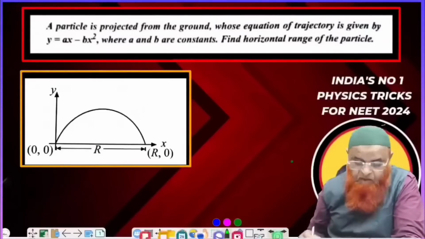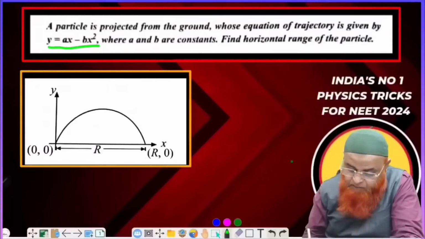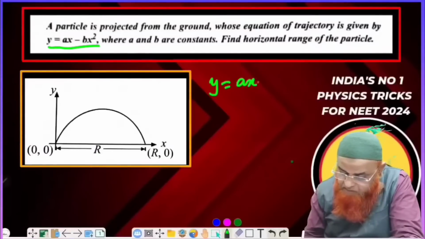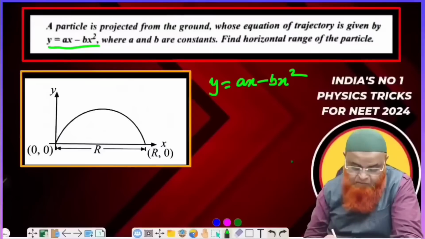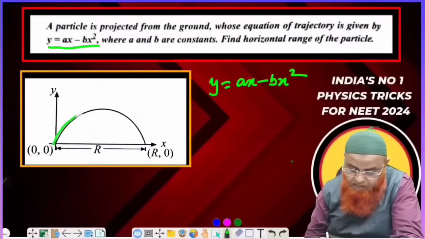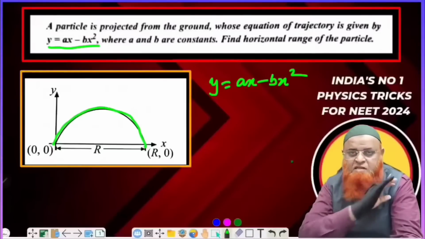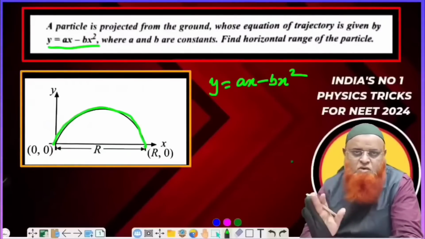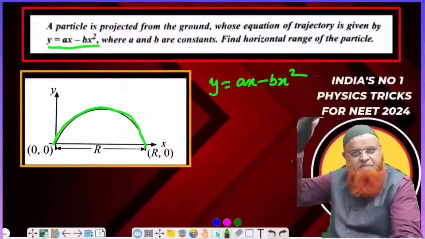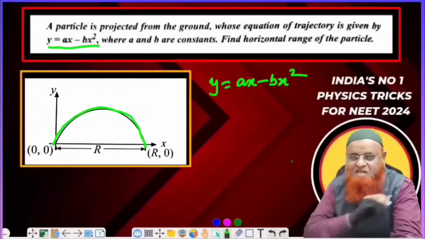In this problem, it is given that y is equal to ax minus bx square. In this projectile motion, a body starts here and takes a complete projectile motion. But along the y-axis, the displacement of the body is 0. There is no displacement along the y-axis because the starting point is the same and the ending point is also the same, whereas there is a horizontal distance.